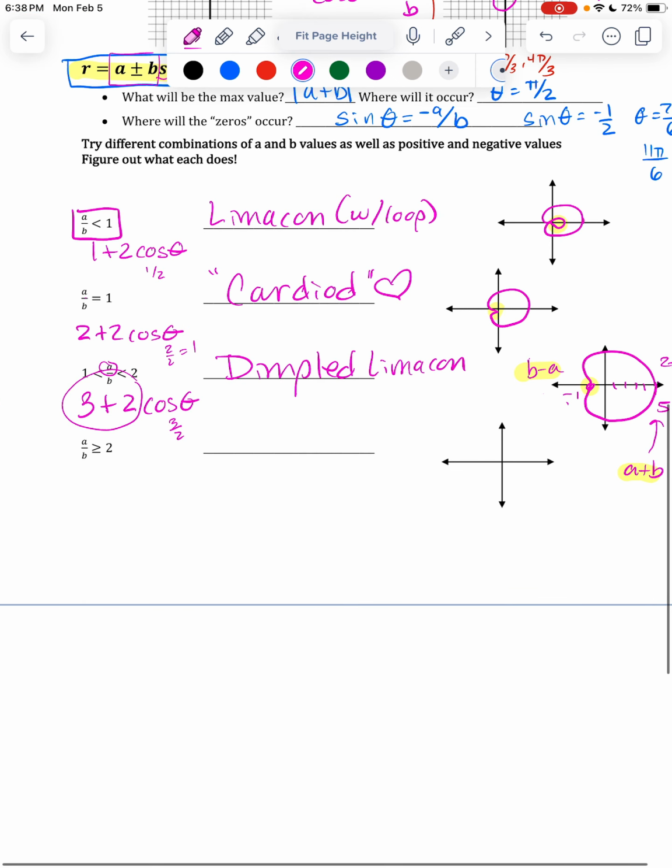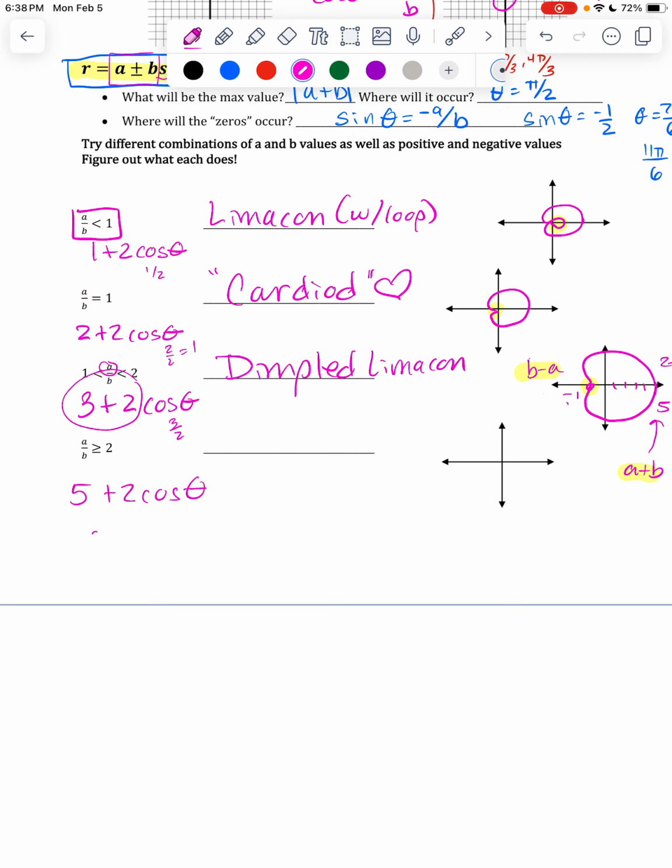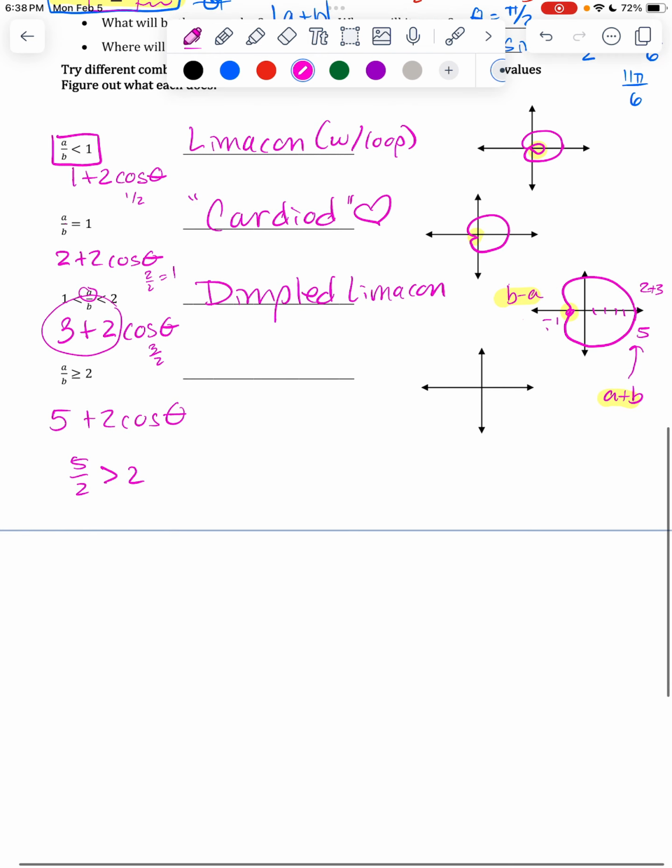So we're progressing, and here we're going to have a ratio greater than 2. So we would have something like 5 plus 2 cosine theta, where 5 over 2 is my ratio, and it's greater than 2. So try it on your calculator. Now when I look at it, this goes all the way back to 7, but that's because 5 plus 2 is 7. And then this other side, 3, comes from my B minus my A. So when I add them, I get that far right. When I subtract them, I get my far left.